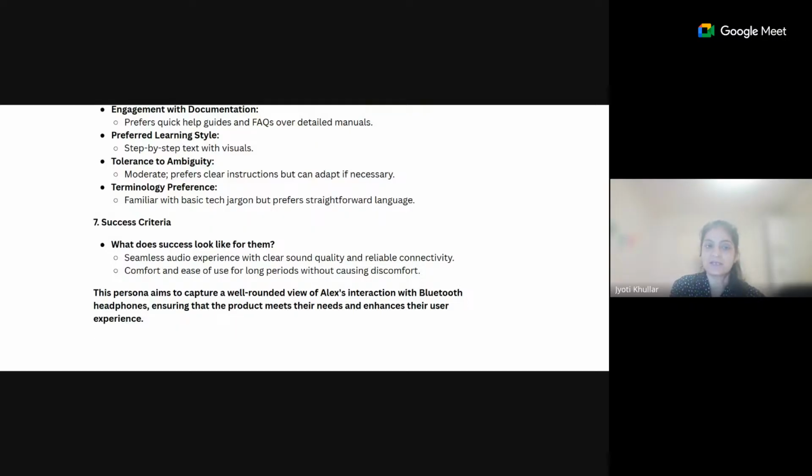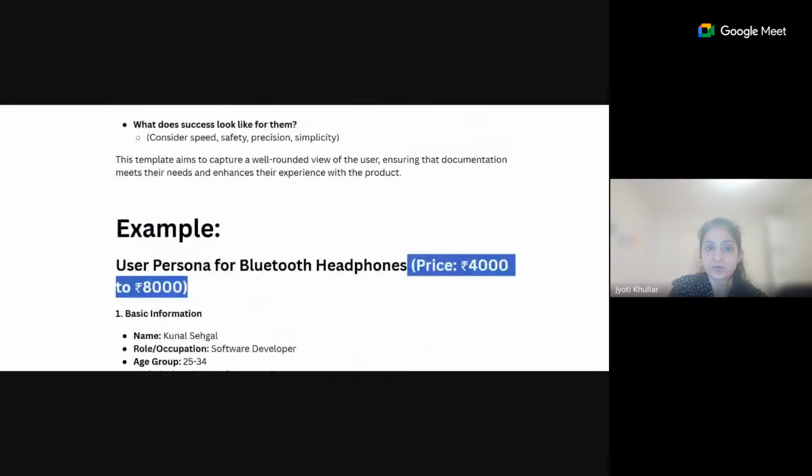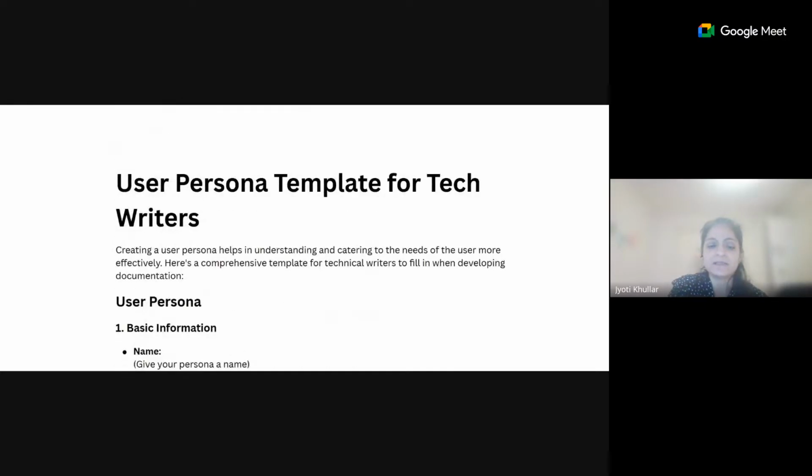And what is the success criteria? It's a seamless audio experience, if he's going to get that, and he's going to get that information from your documentation. That's the success criteria for him. Comfortably, he's able to use his product for longer periods without any discomfort, without experiencing any kind of disconnectivity. So this is how we are defining our user persona.